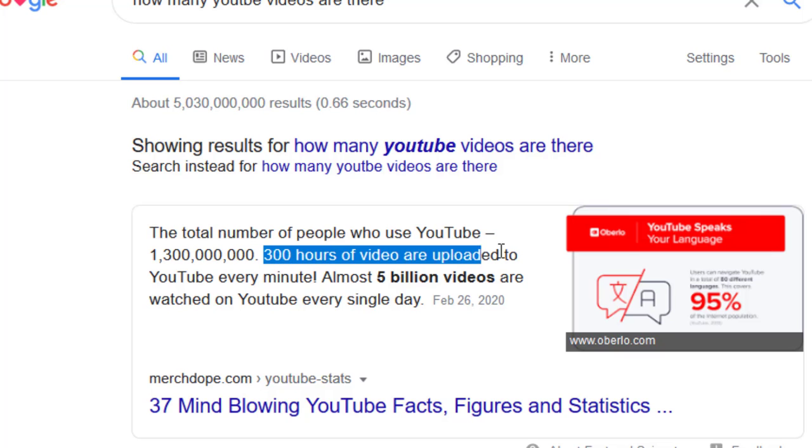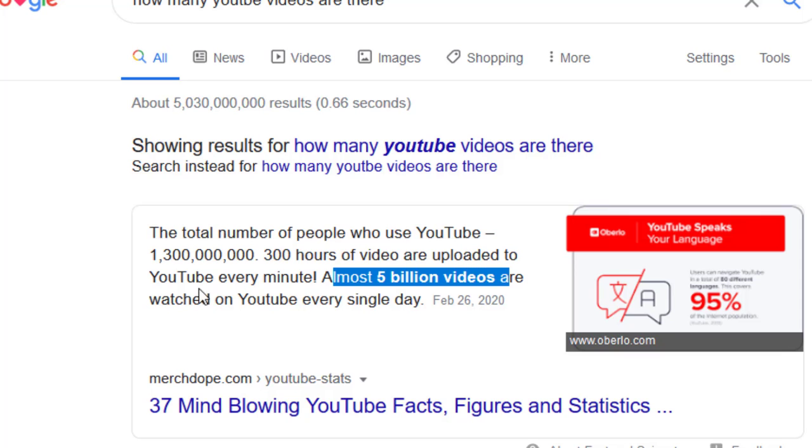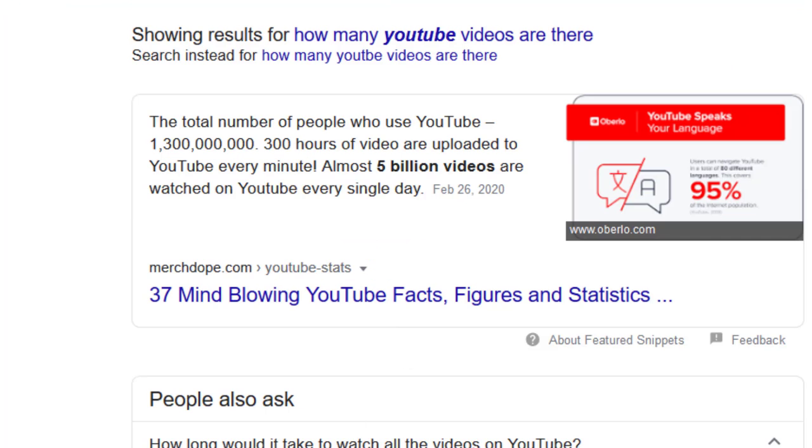300 hours of video are uploaded to YouTube every minute. Almost 5 billion videos are watched on YouTube every single day. None of those numbers actually tell you how many videos are on YouTube. How long would it take to watch all the videos on YouTube? That doesn't help, because it says by the time you finished one video, there will be 1,000 more added to the website.